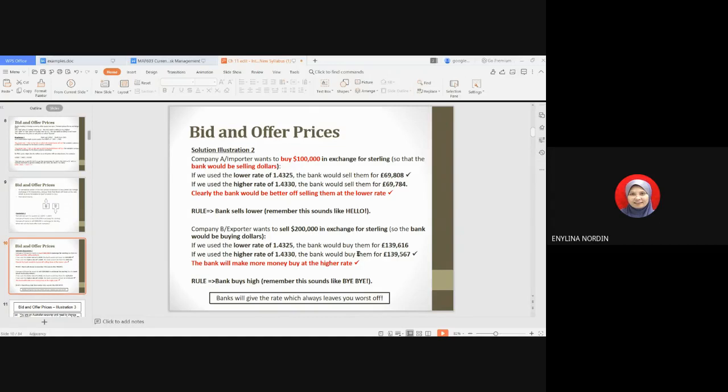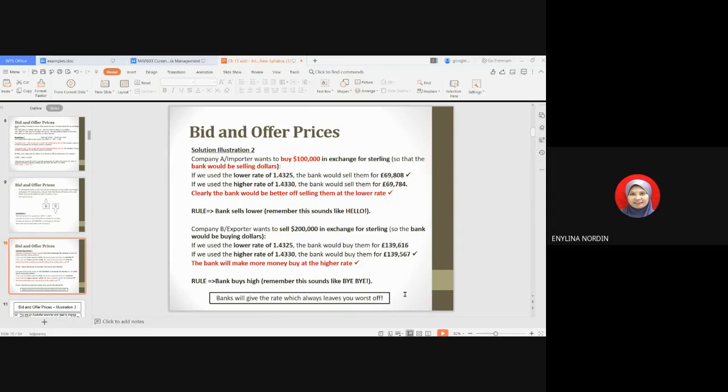The bank should buy the dollar from the company. So now the bank is buying the dollar. The question is what rate the bank should use in order to buy this dollar. We know the rule of thumb: the bank will buy at high, so at the high rate. Why is that? If the bank buys at the high rate, 1.4330, the bank would give them £139,567.